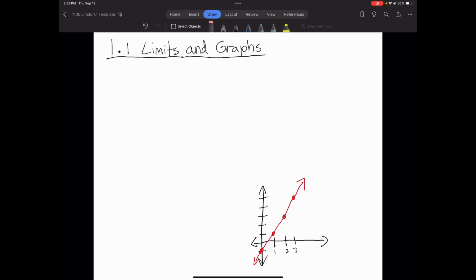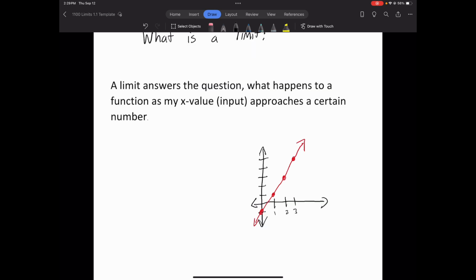Well, the first thing we're going to be talking about is a concept called limits. In order to understand calculus, you have to be able to understand what a limit is. So we're going to introduce this, we're going to look at it on a graph, and we're really going to answer this question of what is a limit? Well, the definition I'll give you is as follows. A limit answers the question, what happens to a function as your x value approaches a certain number?